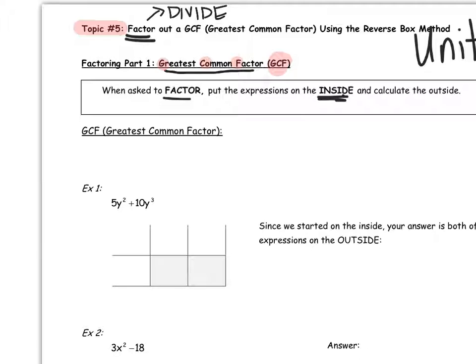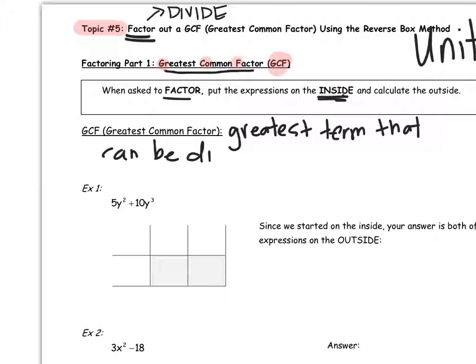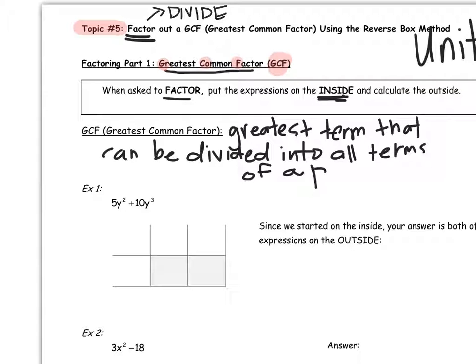All right, so we're going to start by defining the greatest common factor. The greatest common factor is the greatest term that can be divided into all terms of a polynomial. So we are going to look for a GCF. We're going to look for the biggest term that we can divide all of the terms of a polynomial by.